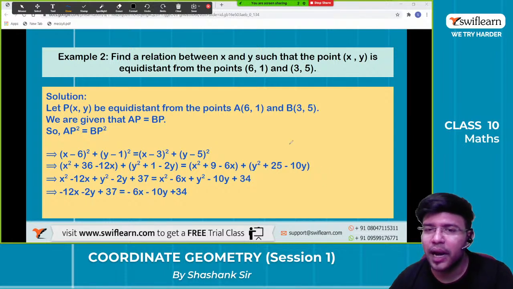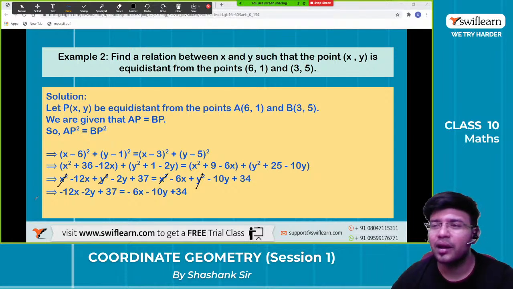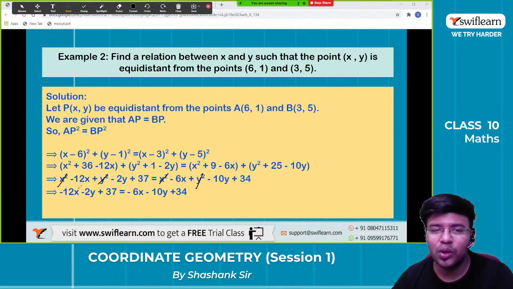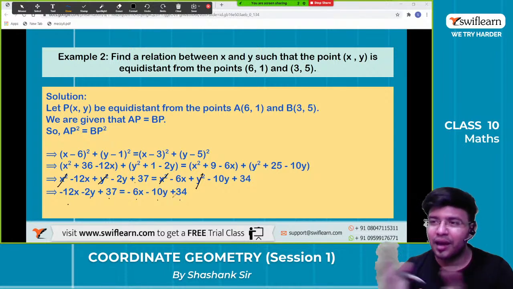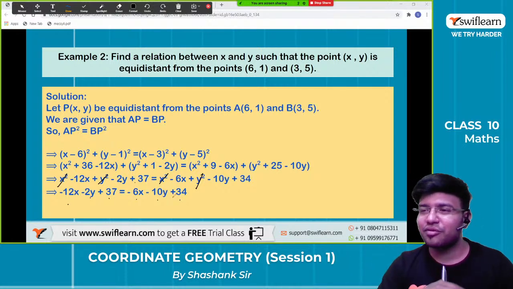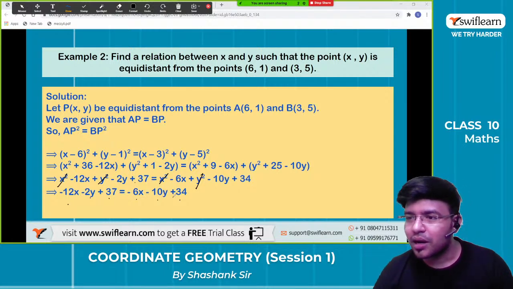Now remove the brackets, simplify this. See, x square and x square will get cancelled because they are on both the sides. y square and y square will get cancelled because they are on both the sides. It means you can say subtract x square and y square from both the sides. So this will get cancelled. Now what is the remaining thing? Minus 12x minus 2y plus 37 is equal to minus 6x minus 10y plus 34. Now take the entire thing on one side. You can either take it on the left side or on the right side.